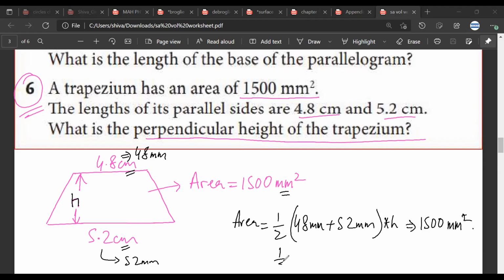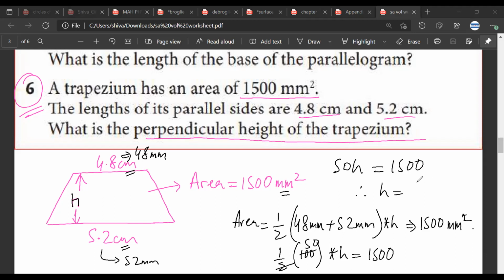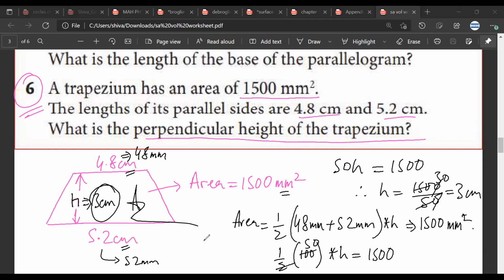Yes. So this will be half of 100 into h is equal to 1500. So this would be 50h is equal to 1500. Therefore, h is equal to 1500 upon 50 is equal to 30 millimeter, which is 3 centimeter. Mr. Satya, Mr. Sarthak, any doubt? No, sir. No doubt, sir.